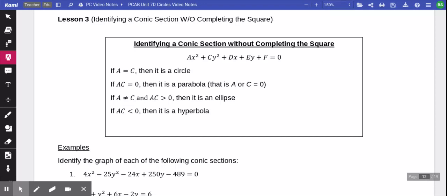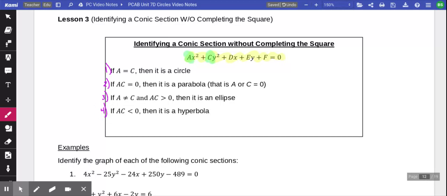And we have these 4 rules down here below. Before we get to them, though, the really important thing is to be able to identify, in the general form given up here at the top, what's A and what's C, right? A and C are our coefficients on the x squared and y squared terms, right? And then we have these 4 rules right here.